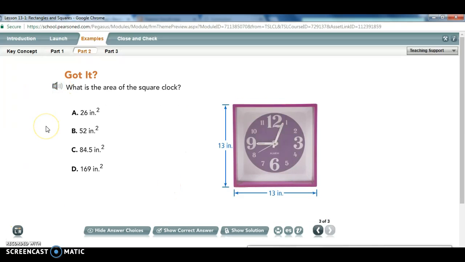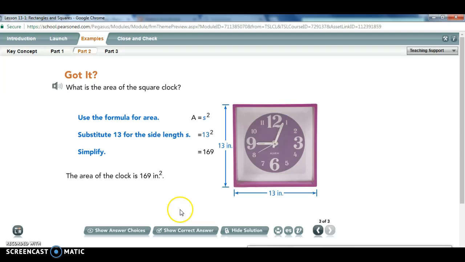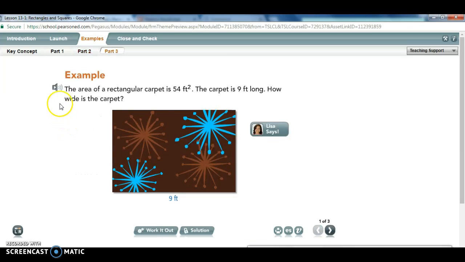What is the area of the square clock? The correct answer is D, 169 squared inches. And here's how you get the solution. Now we're in part 3.